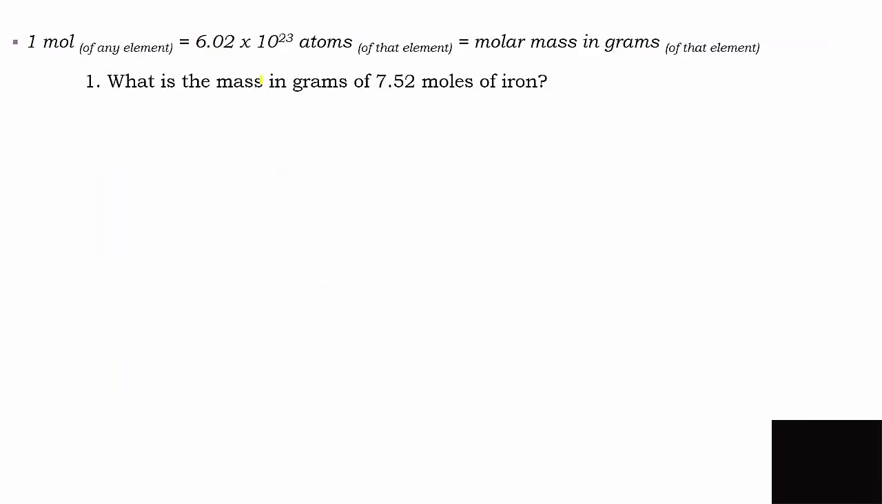Number 1, what is the mass? So we are solving for grams, that's our unknown, of 7.52 moles of iron. So our goal here is to convert from 7.52 moles of iron to grams. So that's where we're starting, and that's where we're going. So just like we learned earlier in the year, we're going to put what we know over 1. So that's 7.52 moles of iron.